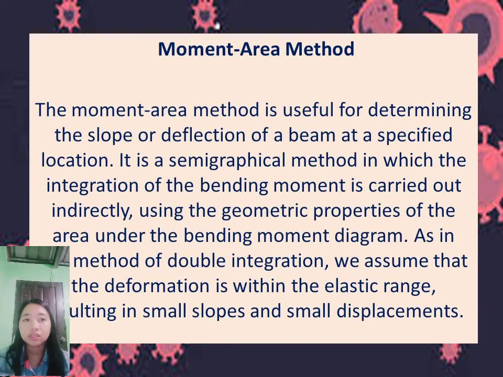So, the first one is the moment area method. The moment area method is useful for determining the slope or deflection of a beam at a specified location. It is a semigraphical method in which the integration of the bending moment is carried out indirectly using the geometric process or the properties of the area under the bending moment diagram. As in the method of double integration, we assume that the deformation is within the elastic range, resulting in small slopes and small displacements.